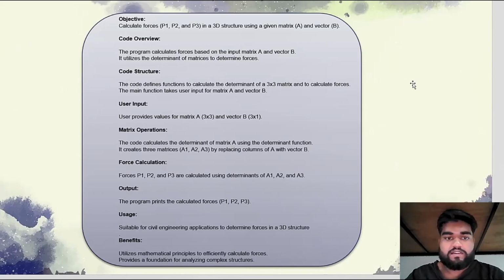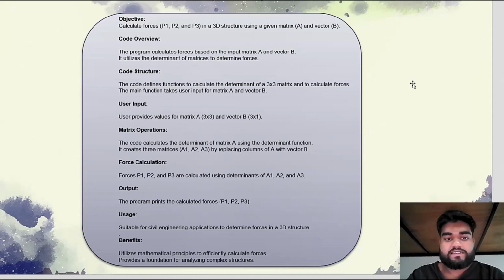The objective of this code is to calculate forces P1, P2 and P3 in a 3D structure using a given matrix A and vector B. The program calculates the forces based on the input matrix A and vector B. It utilizes the determinant of matrices to determine forces. The code defines functions to calculate the determinant of a 3 by 3 matrix and to calculate forces. The main function takes user input for matrix A and vector B.